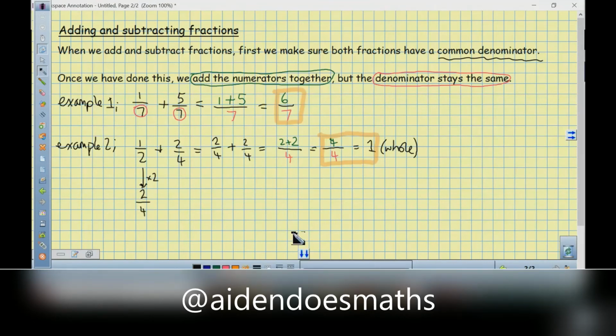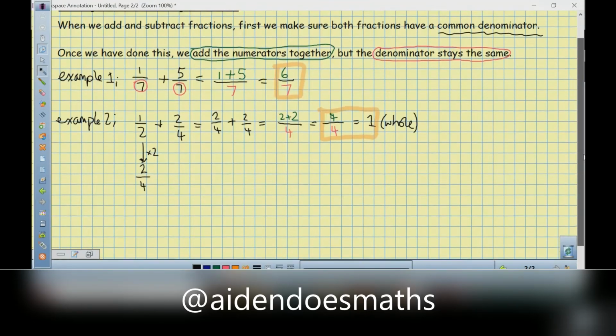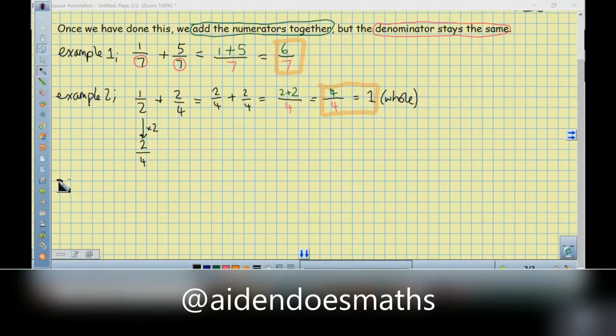Okay, a couple more examples, and then you can practice some yourself. So example 3. Let's try a subtraction this time. So 2/3 minus 1/6. I'm just going to rule underneath here, so we don't get too mixed up with example 1, 2 and 3.